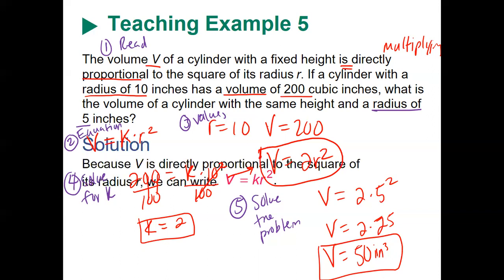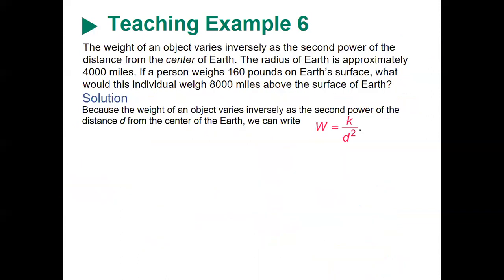All right, we're going to try another one. So here we have: the weight of an object varies inversely as the second power of the distance from the center of Earth. The radius of Earth is approximately 4,000 miles. If a person weighs 160 pounds on Earth's surface, what would this individual weigh 8,000 miles above the surface of Earth?